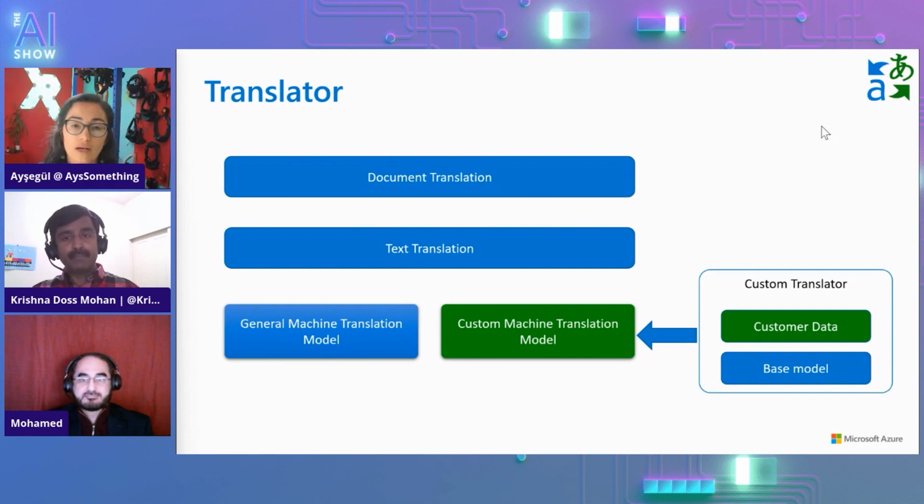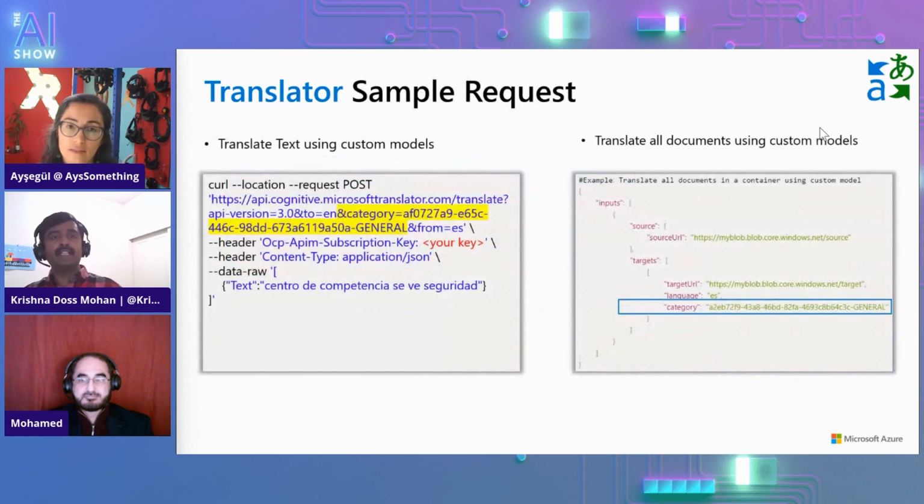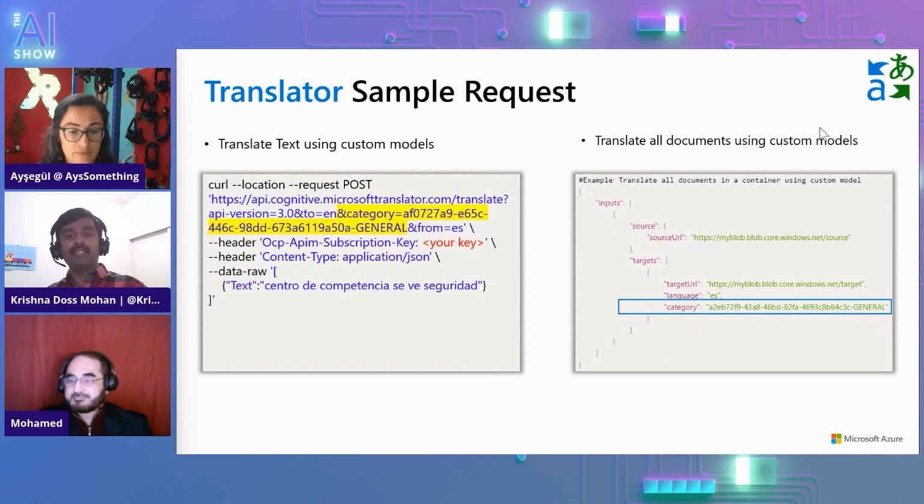And it's very simple to use. In the case of translating text, the model ID is passed as the value to the query as a query parameter called category. And likewise, while translating documents, you provide the model ID in the request body. The service would take this model ID and automatically pick up the respective custom model runtime during the translation and apply it. It's that simple to consume your model.